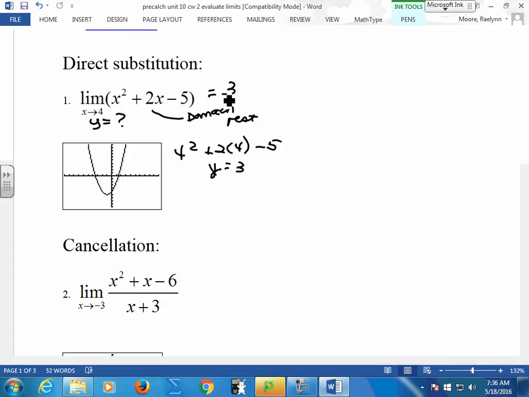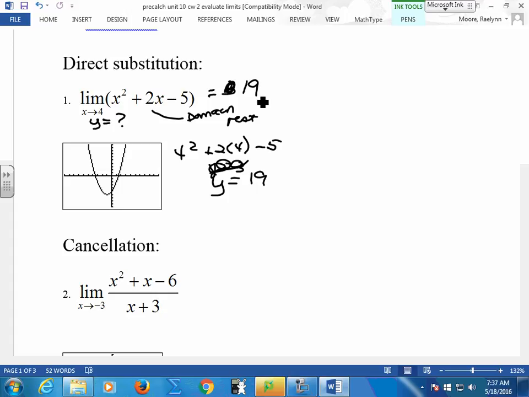Oh, what did I do wrong? Oh, it's a plus. This is a plus, sorry. 16 plus 8 is 24, minus 5 is 19. Put it in your calc. You can graph this, take it off your table. You could directly substitute it in.